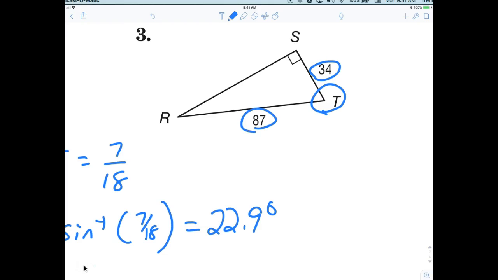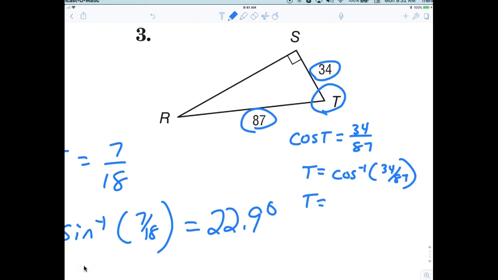34 and 87. 34 is the adjacent, and 87 is the hypotenuse, so we are doing what? Cosine, that is correct. Cosine of T is equal to 34 over 87. So T is equal to the inverse cosine of 34 over 87. So T is approximately what? 66.99. All right, so 66.99 is about 67 degrees.